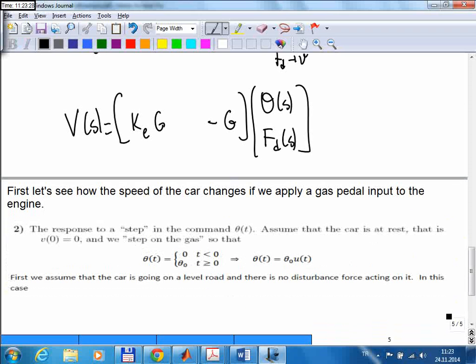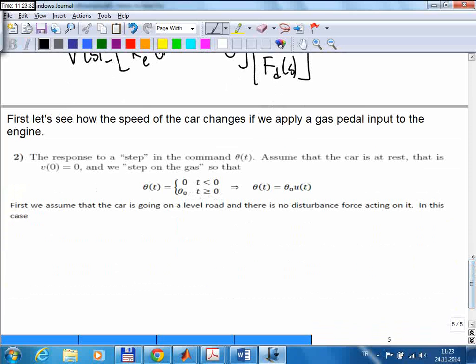Okay, so the first problem is we apply a step input, which is a very reasonable input for this problem, right? We just step on the gas. So the gas pedal position changes according to this step function. And let's assume that there's some magnitude, right? So remember, this was normalized. 0 means no gas, 1 means maximum gas. And theta 0 has to be a number between 0 and 1.